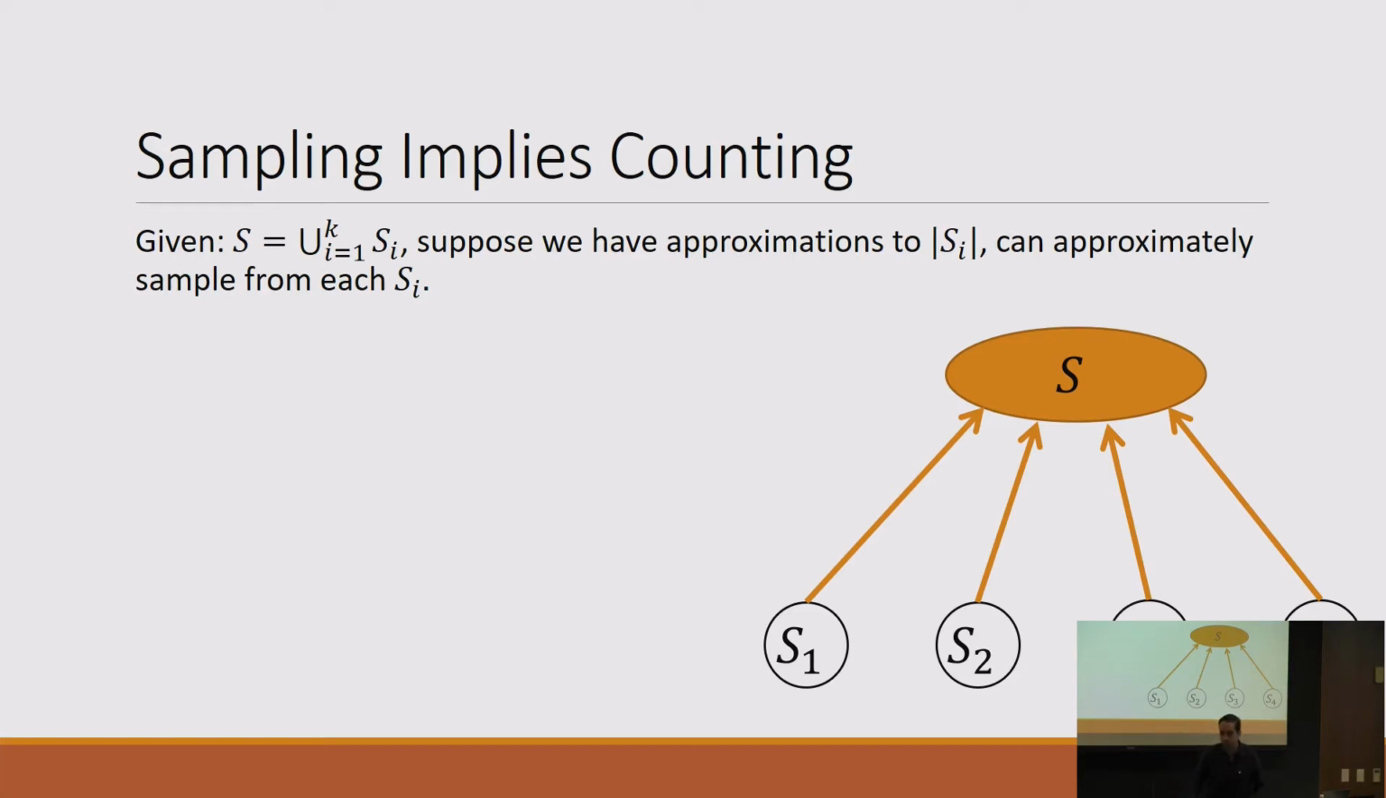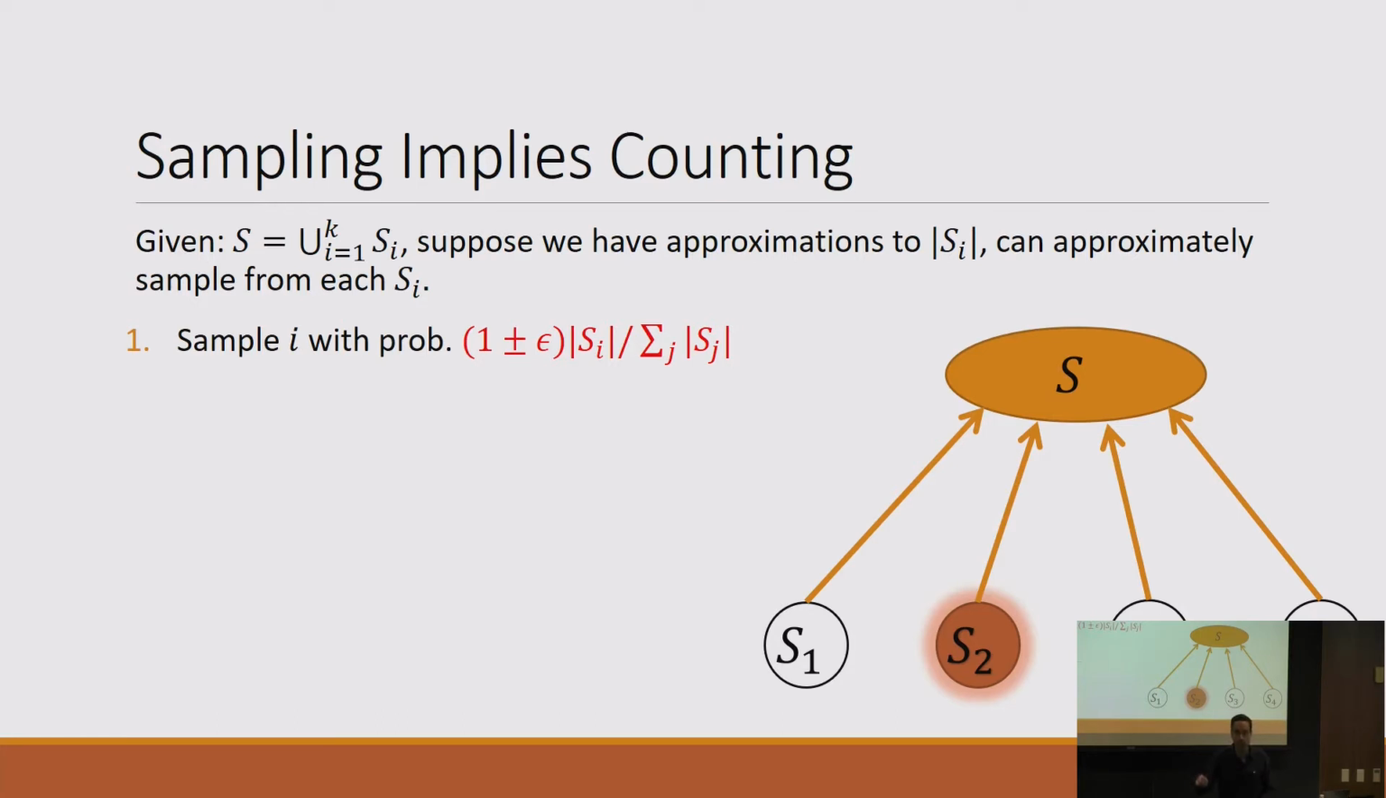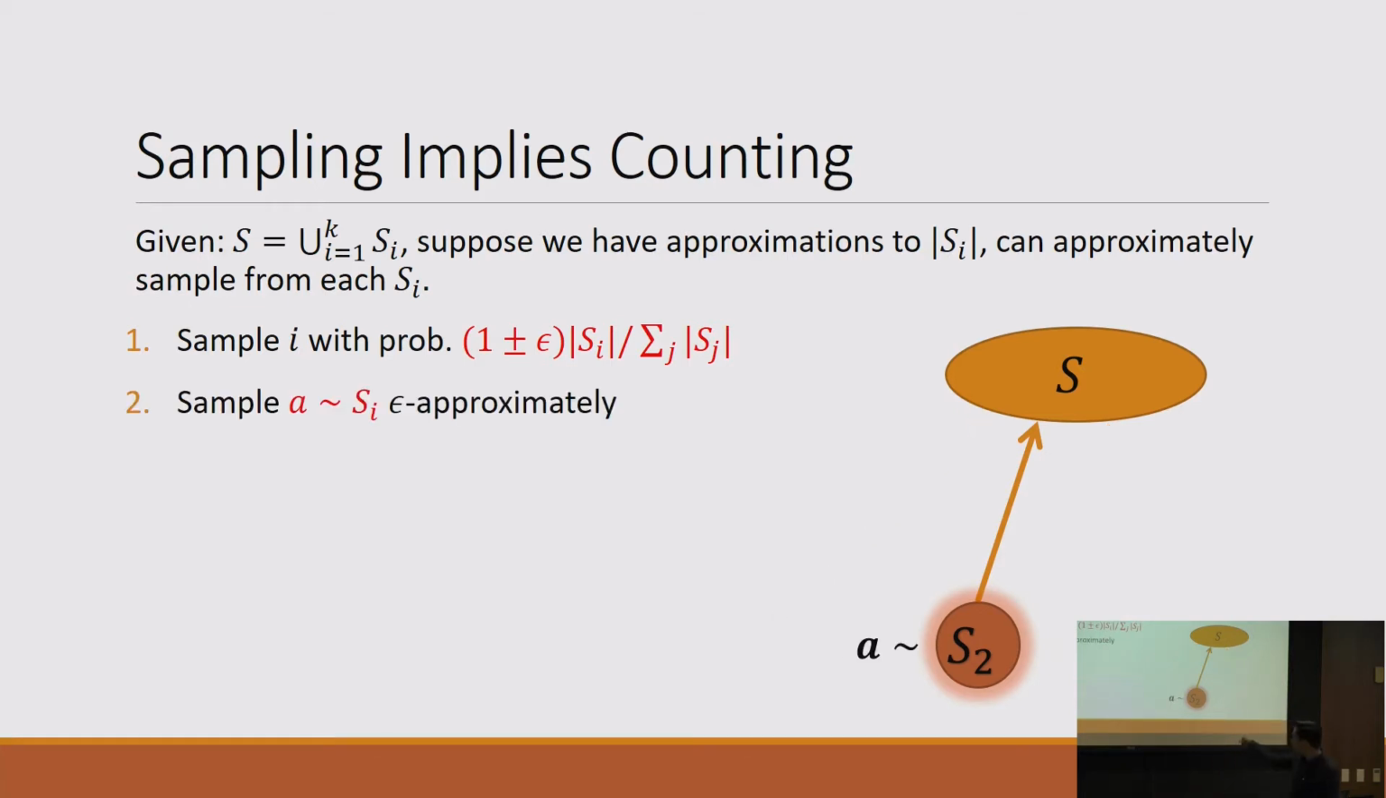So how can you do this? Well, there's a straightforward way. I'm first going to sample one of my underlying sets, S_i, with probability approximately proportional to its size. I don't know its size exactly, but I have an approximation, so I can sample it with close to the right probability. Now let's say I sample set S_2. Now that I have S_2, I'm going to sample an element uniformly, or epsilon-approximately uniformly, from the set.